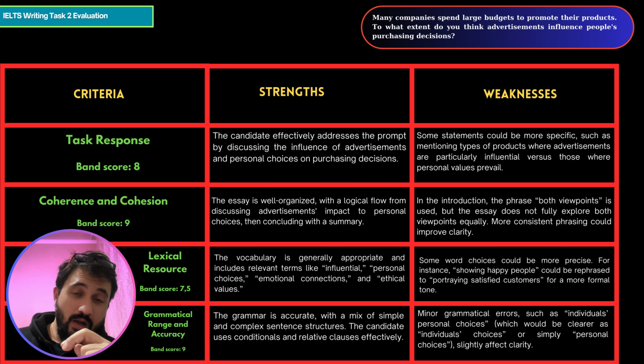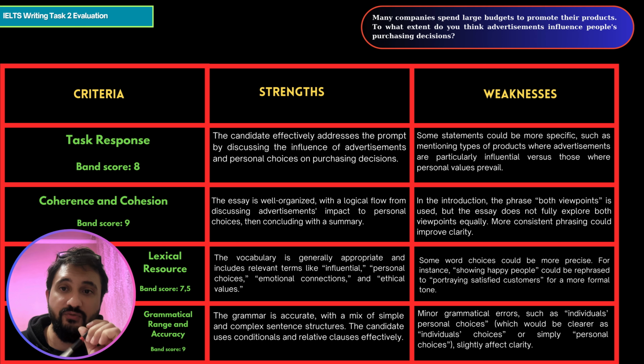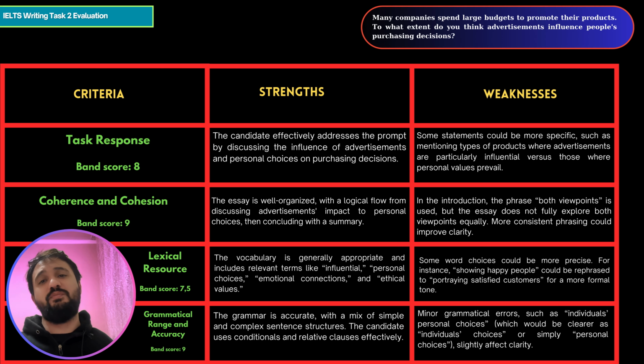Okay, but on the other hand, the essay could benefit from greater lexical variety. For example, products and choices are repeated multiple times. I'm now at the end of the video, this slide, I will mention all of them. Synonyms like items, goods, options, selections could be used for variety. So some word choices could be more precise.